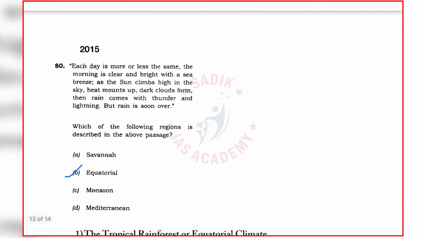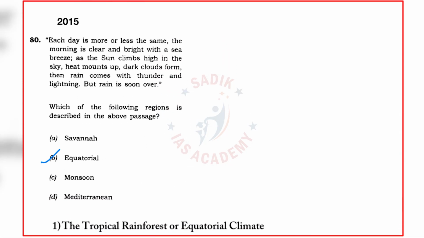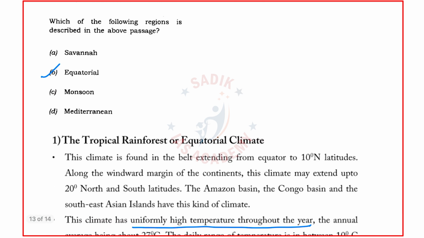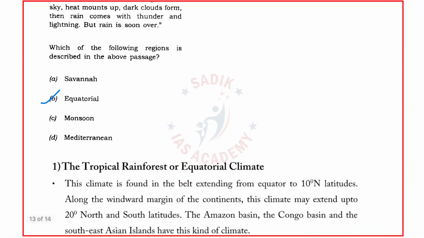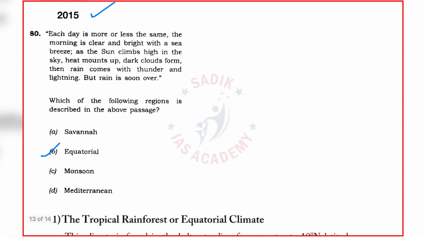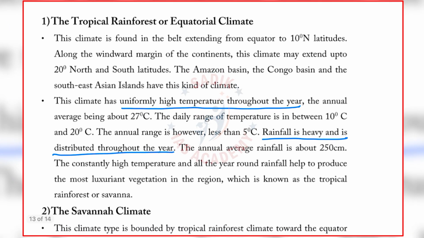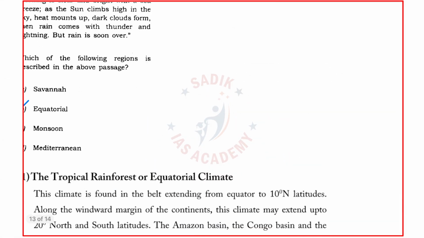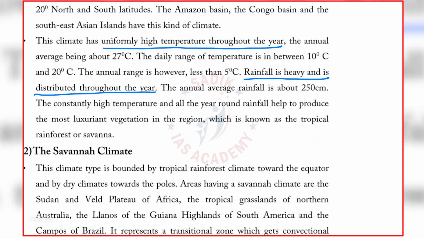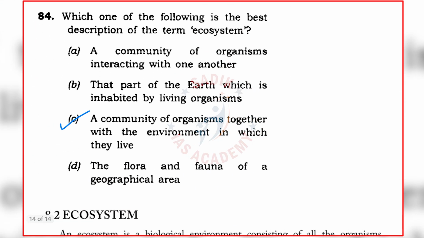Everything we have spoken about. Again, you see equatorial climate, another question asked in 2015. That also we have seen, what is the equatorial climate. See, the question is directly about it: each day is more or less the same, the morning is clear and bright with a sea breeze, the sun climbs. Exactly the same we would have given: uniformly high temperature throughout the year, rainfall is heavy and distributed throughout the year. So you can answer these types of fundamental questions if you know the content from the NCERT.